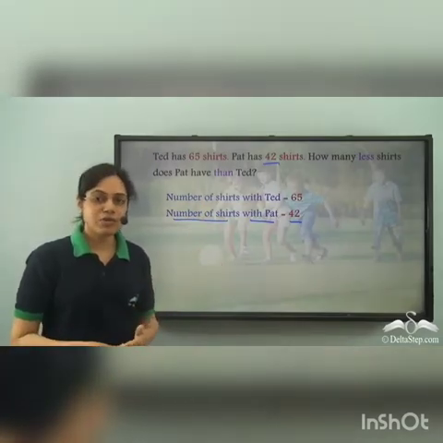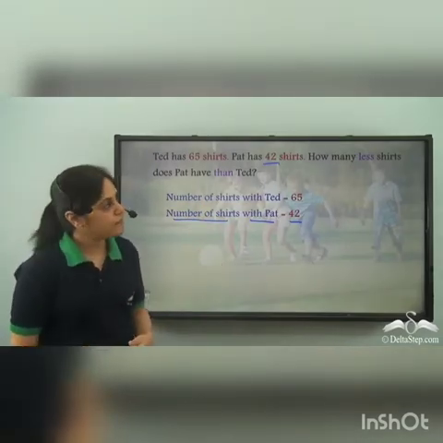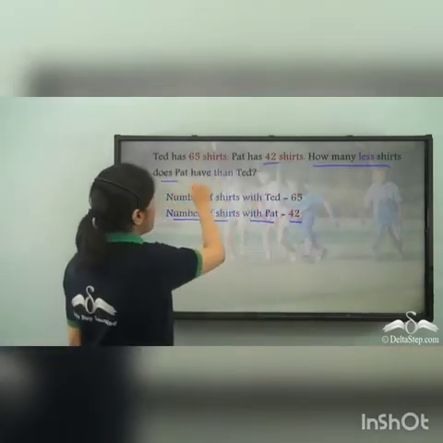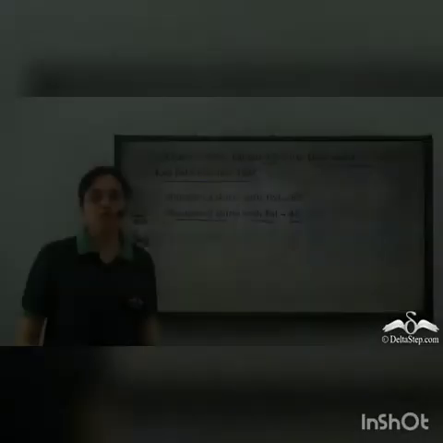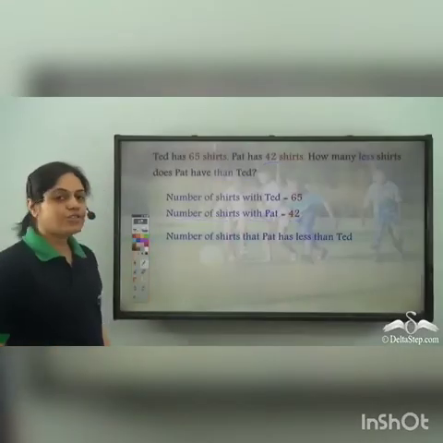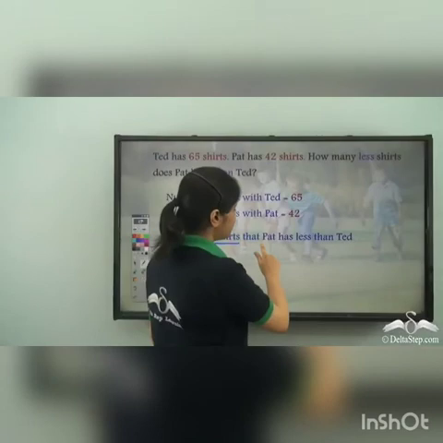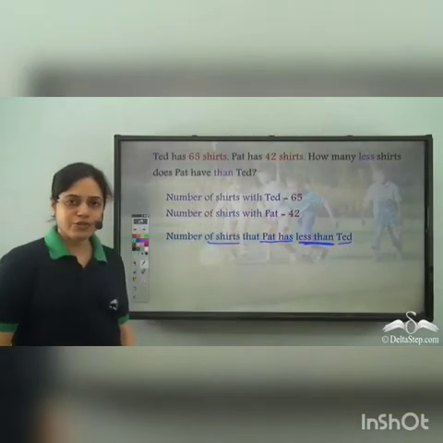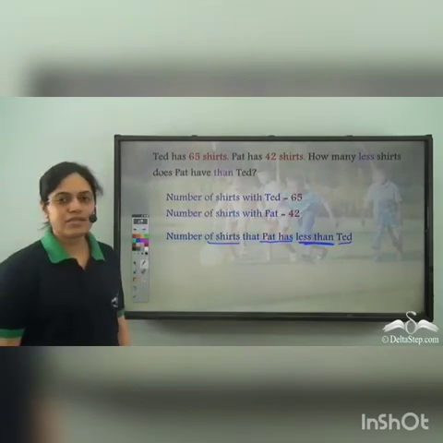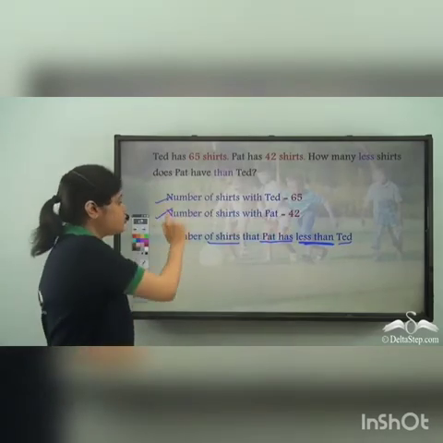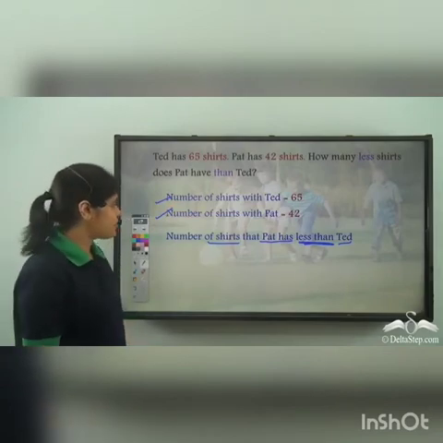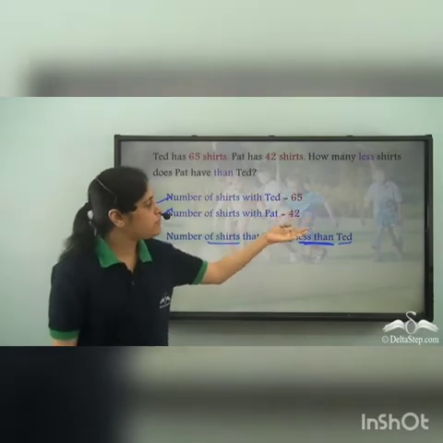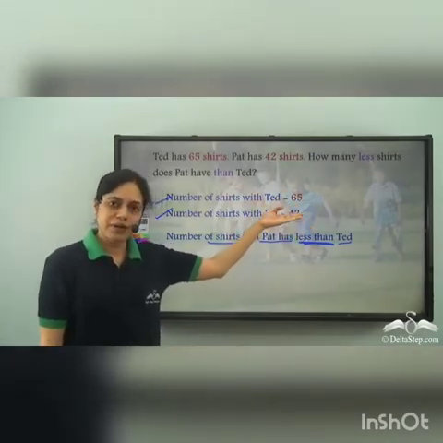So we have written what is given. Now the next step is to write what we need to find. We need to find how many less shirts does Pat have than Ted. So what do we need to find? We need to find the number of shirts that Pat has less than Ted. How do we find this? By subtracting these two. And when we subtract, we write the bigger number first. So we always subtract the smaller number from the bigger number.